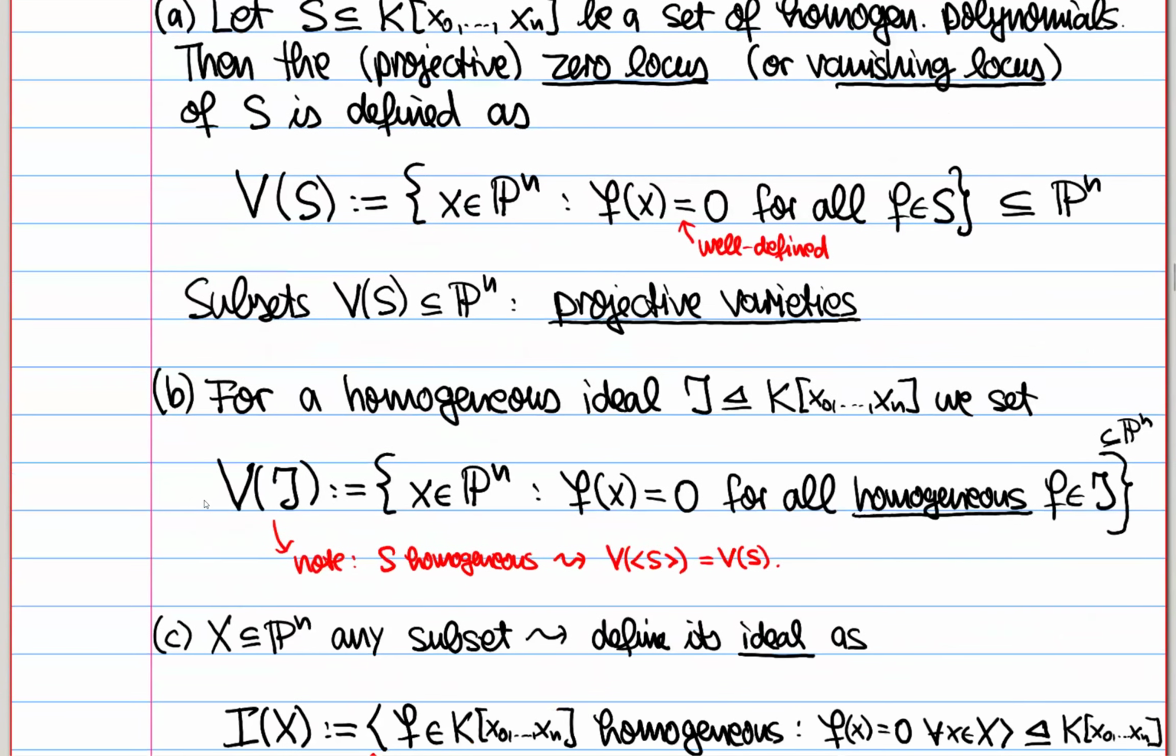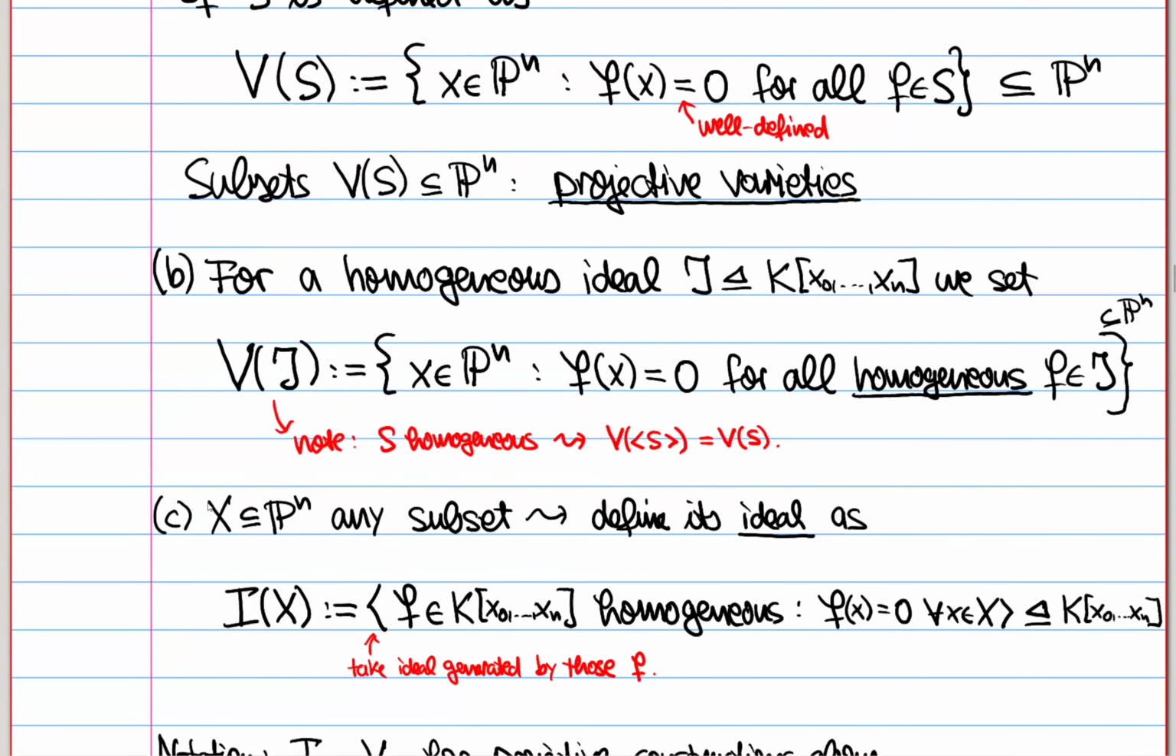And then we have a variant of this for homogeneous ideals. So if J is such a homogeneous ideal, its vanishing locus is the set of points in P^n such that F vanishes at this point for all homogeneous F in J. And here it's really important, even though this depends on the entire ideal, we just ask the condition where it makes sense, namely for all homogeneous F in J.